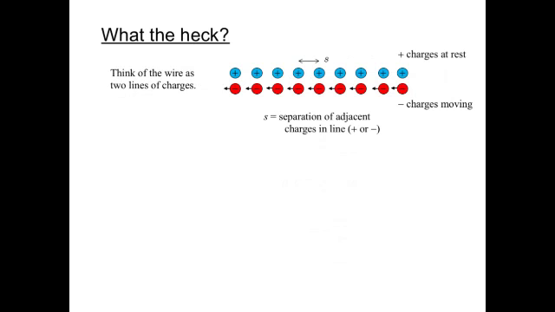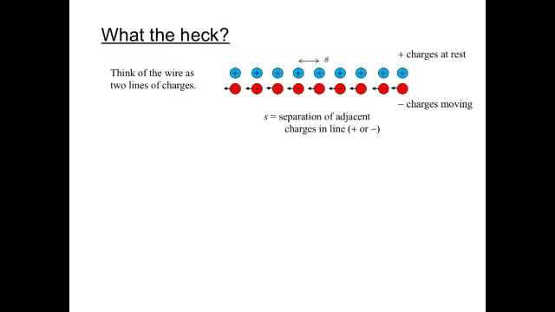Well, it works like this. Let's think of the wire as a pair of line charges, just a row of charges, positive charges at rest and negative charges, which are moving to the left. Now, both these lines of charge have the individual charges separated by a small distance s. It could be sort of the distance between adjacent atoms in the wire.